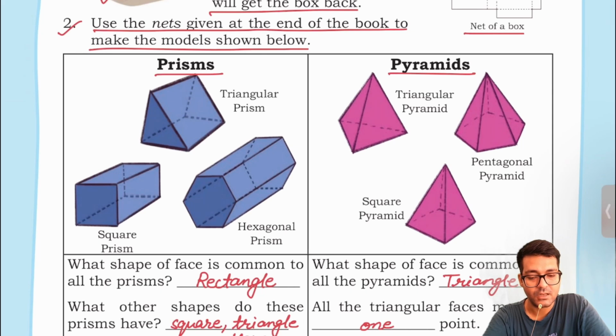A prism is a structure in which two similar flat faces are joined by rectangular faces. As you can see in a triangular prism, triangular faces are joined by rectangular flat faces. Similarly, in a square prism, square faces have been joined by rectangular faces. Similarly, in a hexagonal prism, two hexagonal faces are joined by rectangular faces.